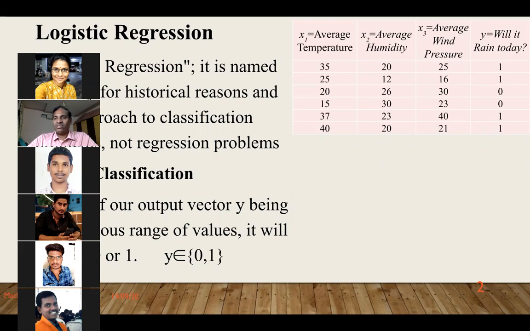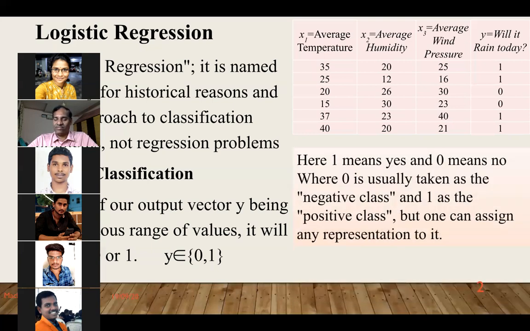So positive means the answer to the question is yes. If the answer to the question is no, that is called negative. Here 1 is positive, 0 is negative. Here 1 means yes and 0 means no, where 0 is usually taken as the negative class and 1 as the positive class. But one can assign any representation to it.